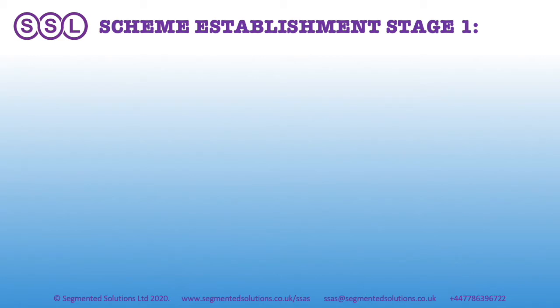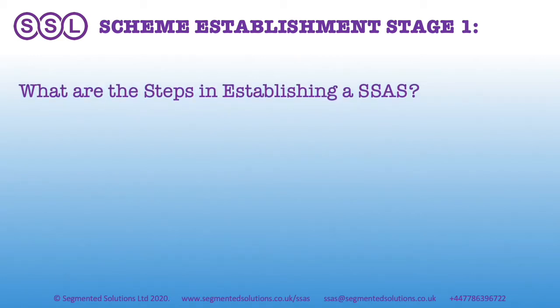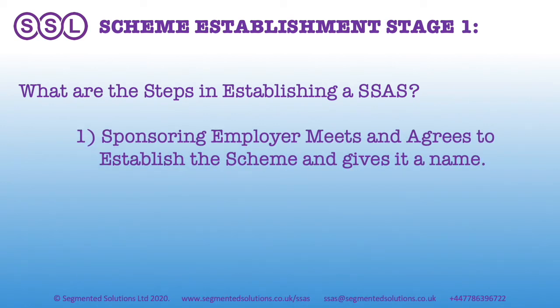Okay, so what are the steps in establishing a self-administered pension scheme? First of all, the sponsoring employer has to have a meeting and agree to establish the scheme and also give it a name. And this is done by a board meeting where the directors agree that they would like to set one up, and we assist with putting the board minutes together for you in terms of pro formas and drafts. And in fact, on our website, we've got a 10-step process to go through for establishing your SSAS.